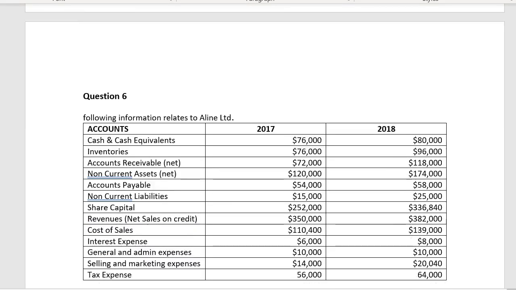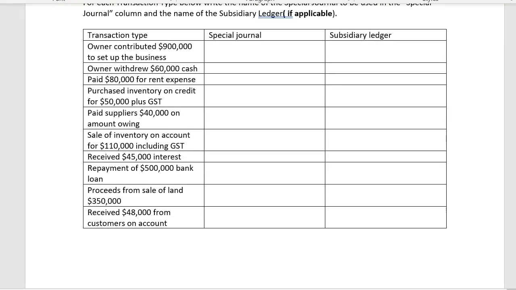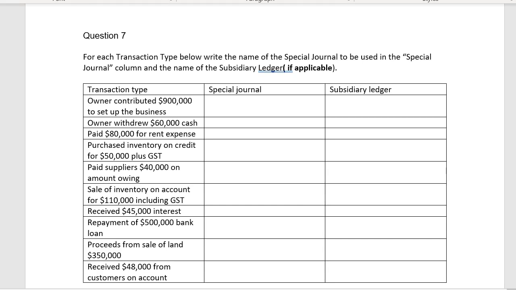All right, so let me move on to question number 7. Question number 7 is also based on special journals, where you are asked to identify the name of the special journal and also any applicable subsidiary ledger for each transaction. Now let's look at the first transaction: the owner contributed $900,000 to set up the business. Keep in mind we learned 4 special journals and 2 subsidiary ledgers.